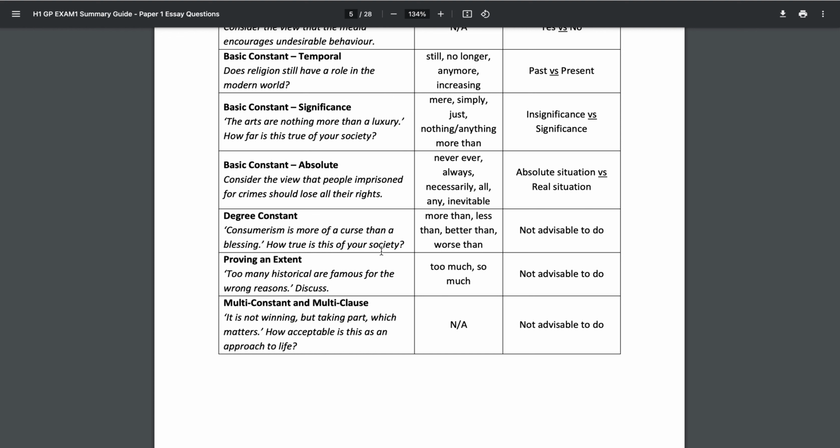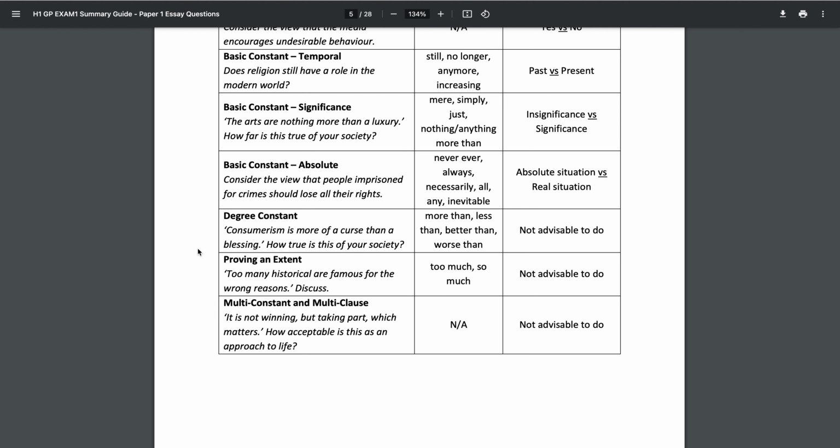Now, the next three are questions that I urge you to avoid. You only do them if you have time or you really have nothing else to write. First type is your degree constant. Consumerism is more of a curse than a blessing. The keywords are more than, less than, better than, worse than. Why is it not advisable to do? It is because how do you judge something is more than or less than something? It's not a very easy argument to come up with, which is why during exam conditions especially, this is a very difficult question to do.